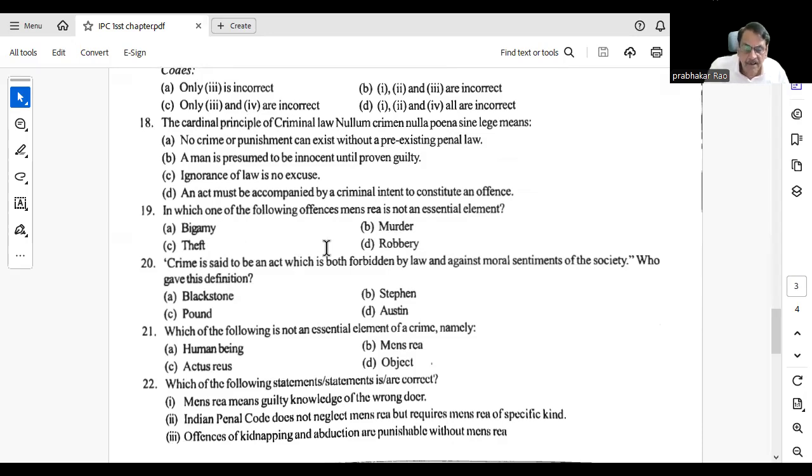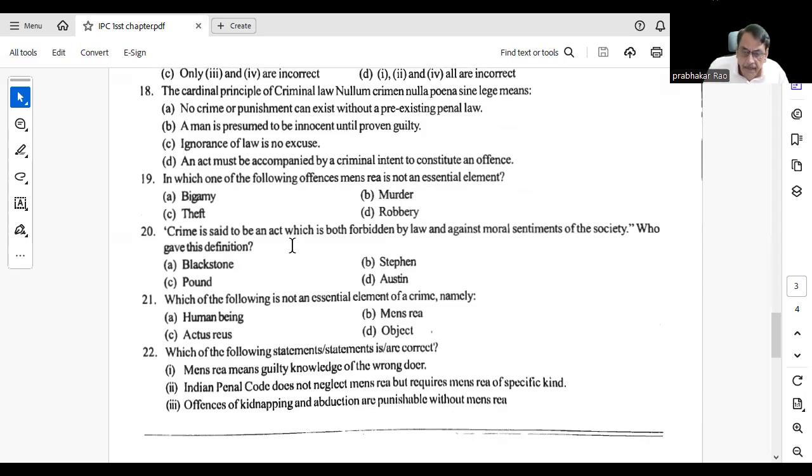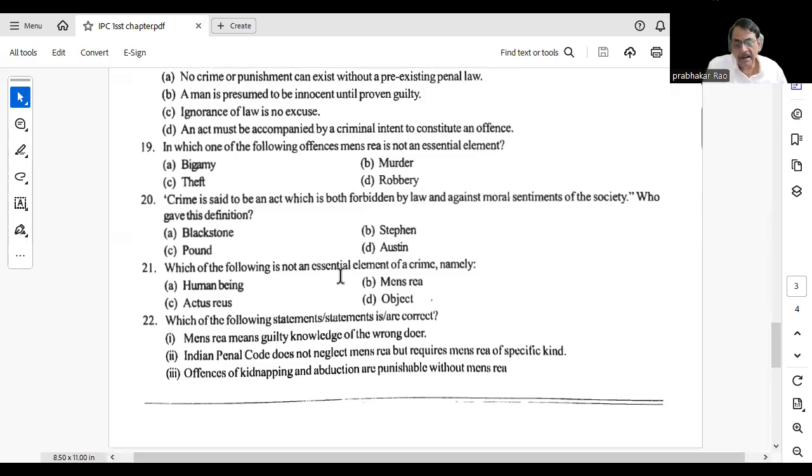In robbery, theft, murder, and all these, one is against life, and the other two are against property. Crime is said to be an act which is both forbidden by law and against moral sentiments of the society. Who gave this definition? This definition is given by Sir James Stephen. This question may not come these days. If it comes, it will come only in jurisprudence. If the jurisprudence topic is there, then only this type of question will come.